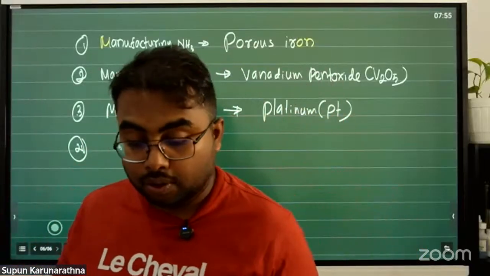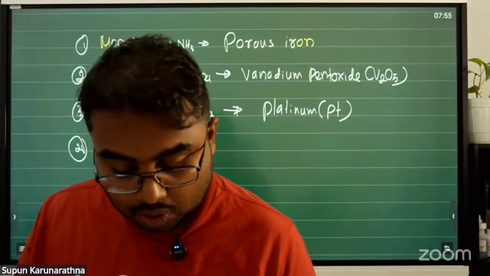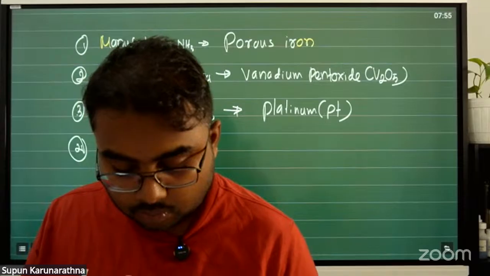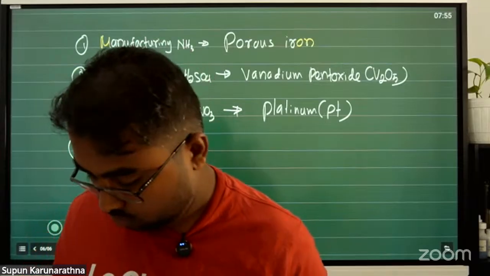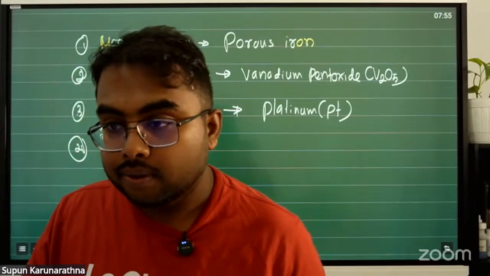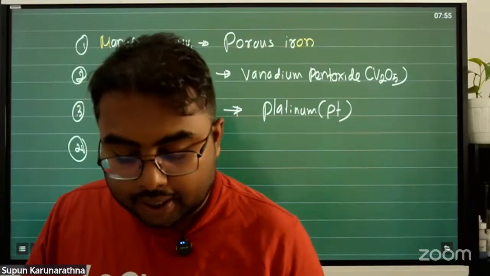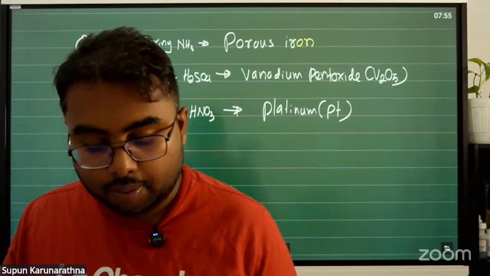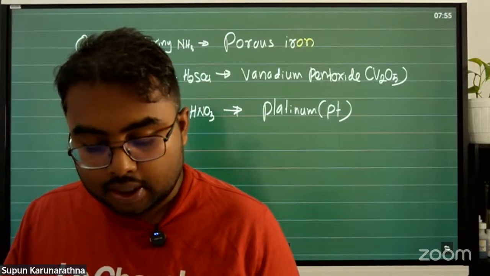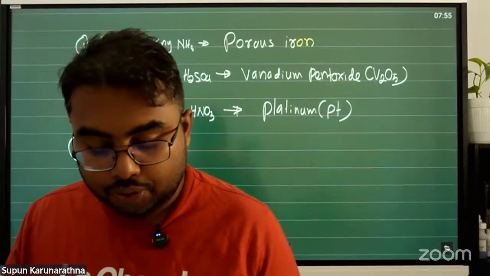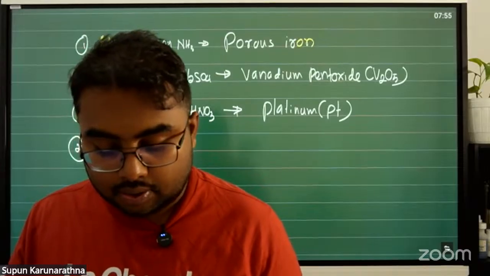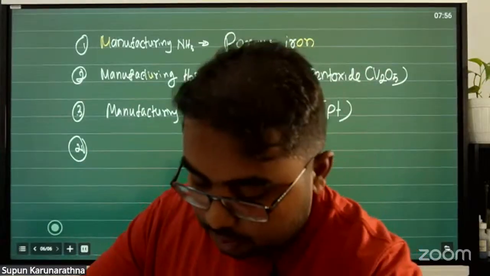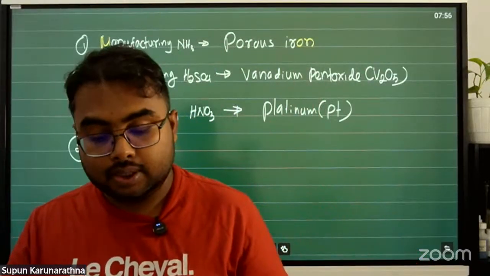If you don't know that, then just note it down. Name the catalyst or inhibitors used in the below instances. Production of ammonia in the Haber process uses a catalyst. Which one? The catalyst that we are using is porous iron.